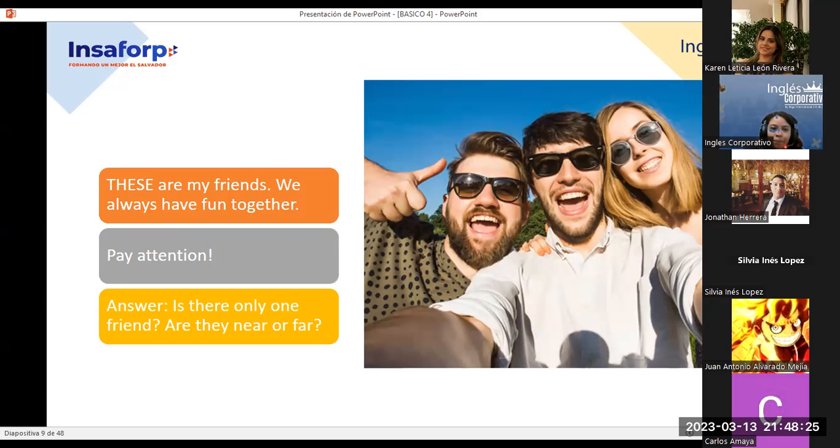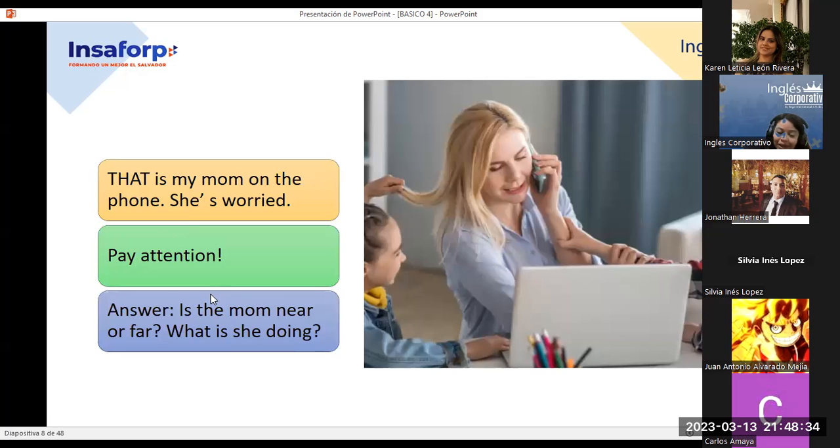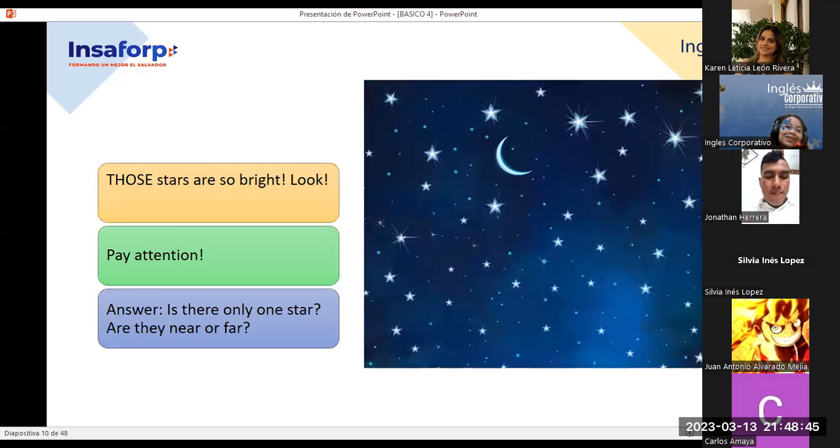So, again, let me go back. This es para uno y está cerca, right? That es para lejos, pero sigue siendo uno. These son varios, right? 3, 4, 5, pero están cerca. En el último, those stars are so bright. Look. Okay. ¿Están cerca o están lejos? What about the stars? Far away. Están lejos, exactly. And those, porque son varias, yeah, more than one.